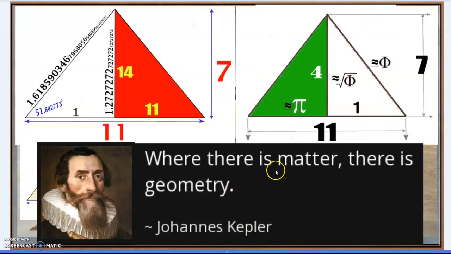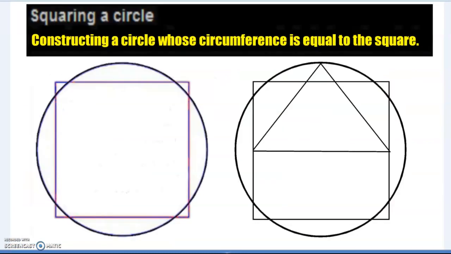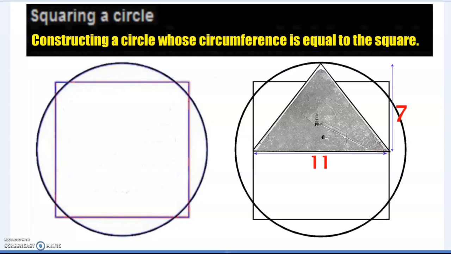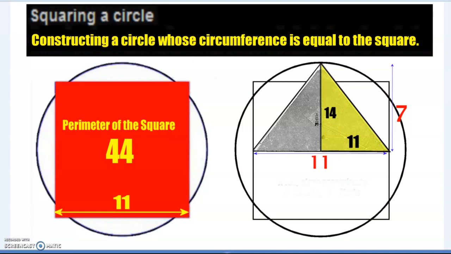So again, where there is matter, there is geometry. And in regards to squaring a circle, to have a circumference equal to the perimeter of the square, or otherwise, the perimeter of the circle is equal to the perimeter of the square. So just overlay the Great Pyramid 7 to 11, and you have those proportions. Very close approximate to squaring the circle in that sense, but it's not the pure form of squaring the circle.